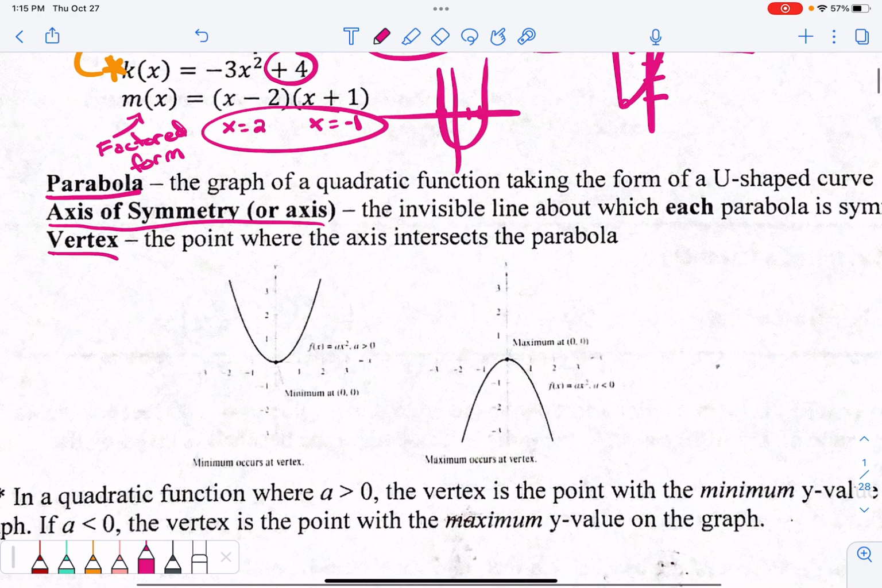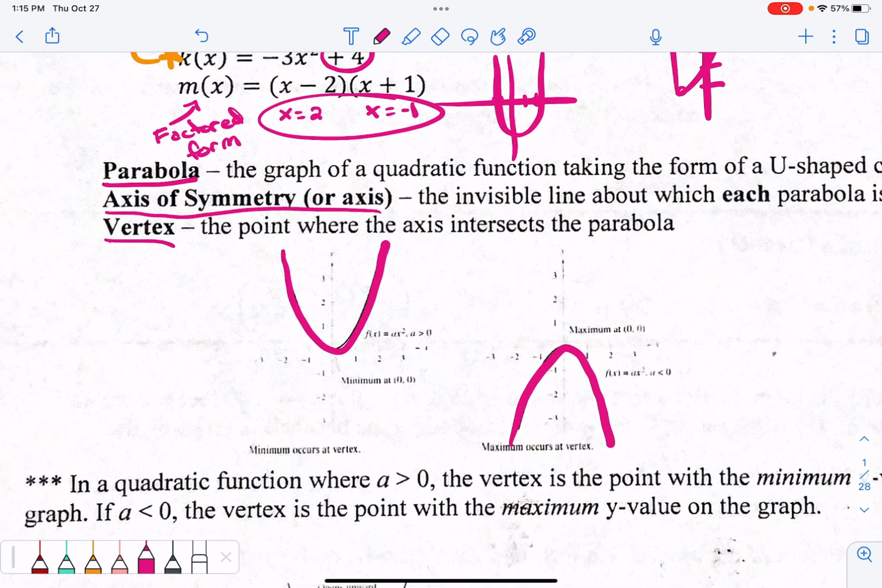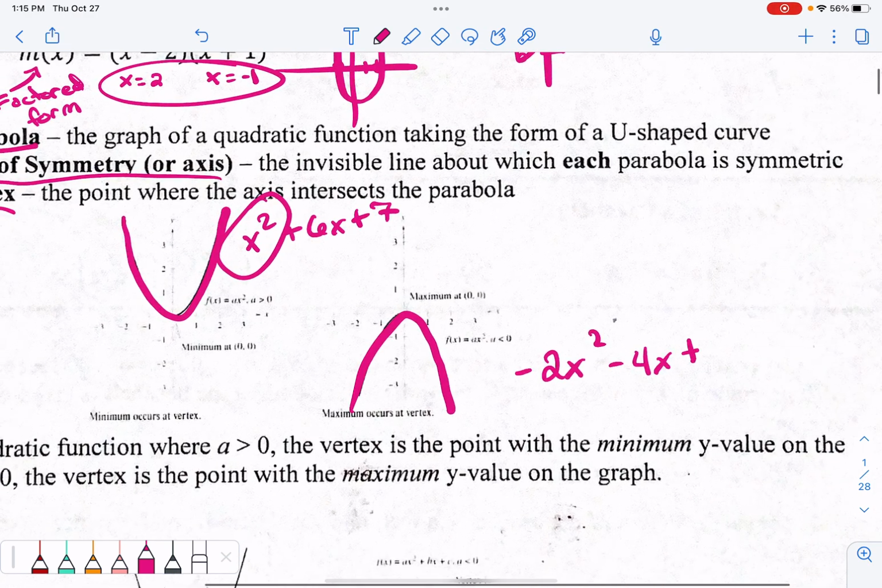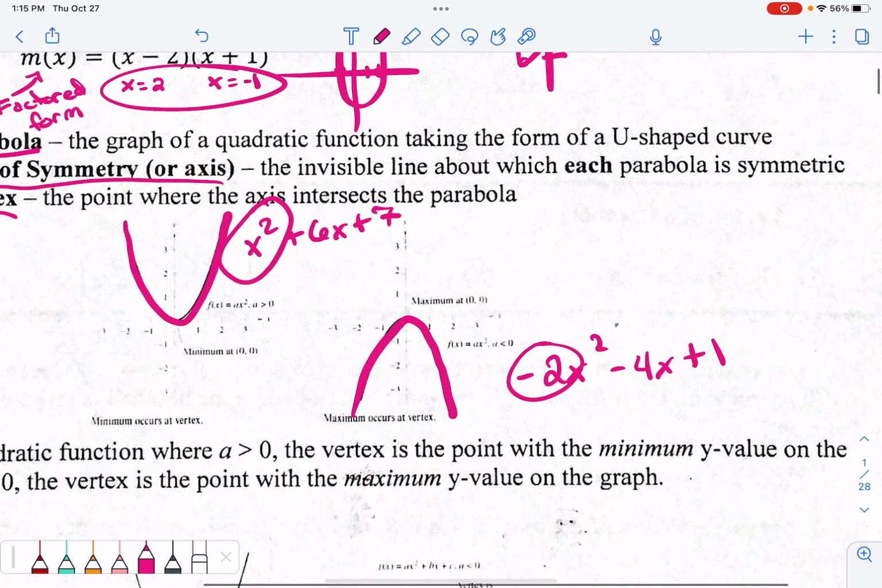Okay, so a parabola is going to face up if it's positive and down if it's negative. Do you know what I'm talking about with that? Like if your a value, so like this would be like x squared plus 6x plus 7, something like that, right? Where this x squared is positive. This might be like -2x squared minus 4x plus 1. Something like that. And he's going to face down because it's negative, right?